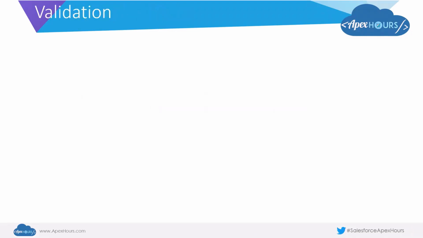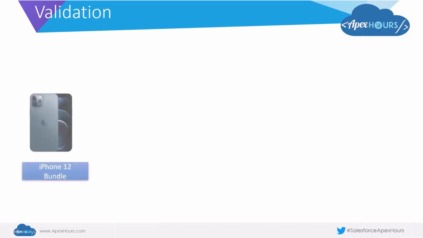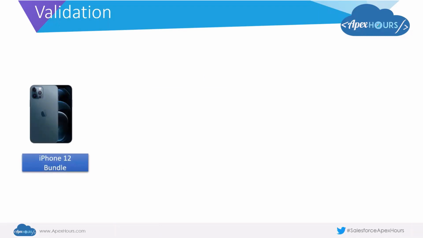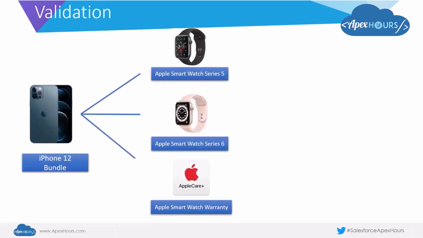Moving on, let us look at each of the product rule types with an example. The first one we would be looking at is validation. Say, for example, we have an iPhone 12 bundle, which has a few product options. One is an Apple Smartwatch Series 5, another one is an Apple Smartwatch Series 6, and the third one is an Apple Smartwatch warranty.